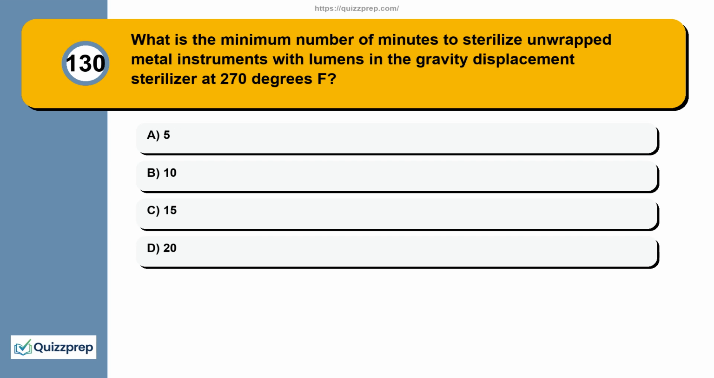Question 130. What is the minimum number of minutes to sterilize unwrapped metal instruments with lumens in the gravity displacement sterilizer at 270 degrees Fahrenheit? Option A, 5. Option B, 10. Option C, 15. Option D, 20. The correct answer is option B, 10.